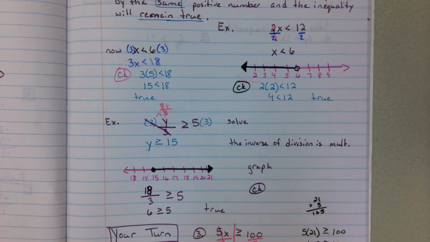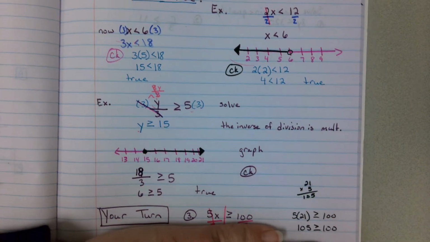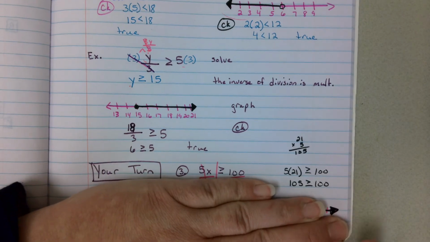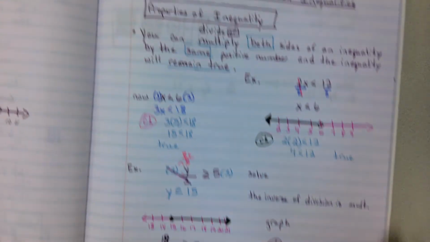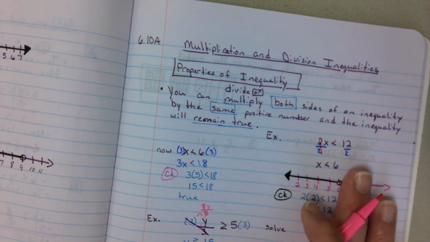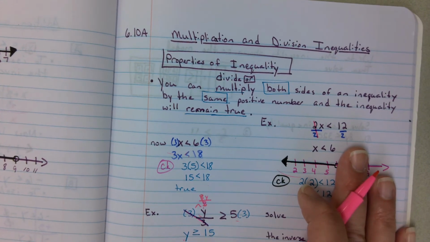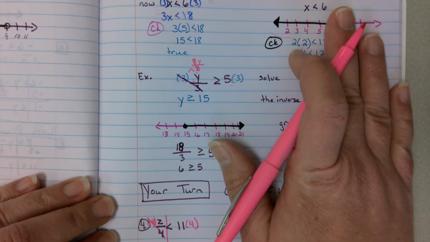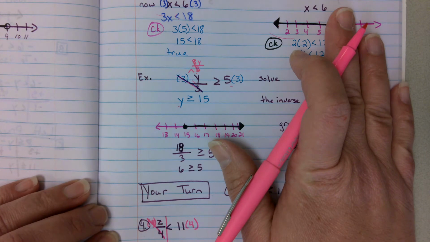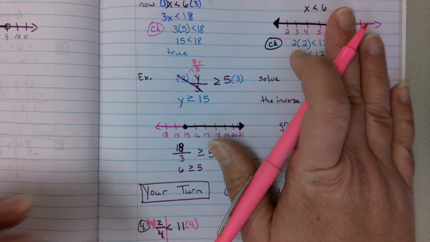All right, so now I'm going to try and show you the your turn, and we're going to look right here. 5x is greater than or equal to 100. Let's move this up here so you can see it. 5x is greater than or equal to 100. I want you to solve that. And then the next one I want you to solve, I can't show it to you right now, I'll just show it to you. It's going to be z divided by 4 is less than 11. Go ahead and solve those.